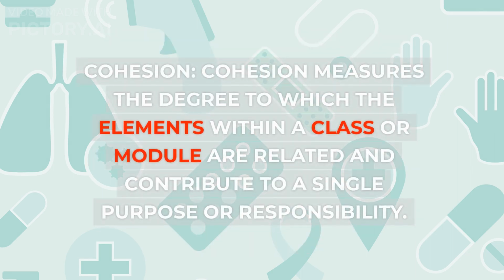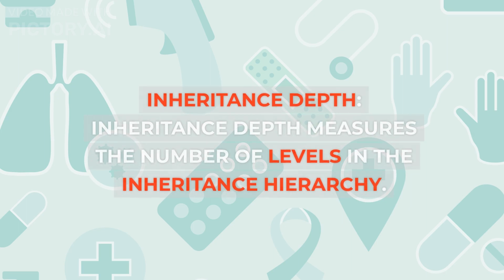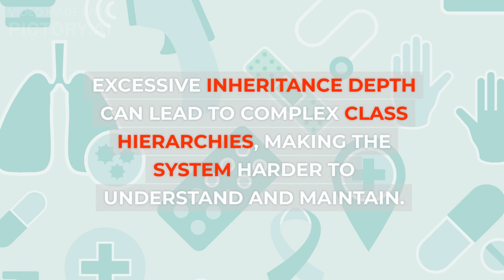2. Cohesion. Cohesion measures the degree to which the elements within a class or module are related and contribute to a single purpose or responsibility. High cohesion indicates a well-focused and understandable class, while low cohesion may indicate a need for refactoring to improve clarity and maintainability. 3. Inheritance depth. Inheritance depth measures the number of levels in the inheritance hierarchy. Excessive inheritance depth can lead to complex class hierarchies, making the system harder to understand and maintain.